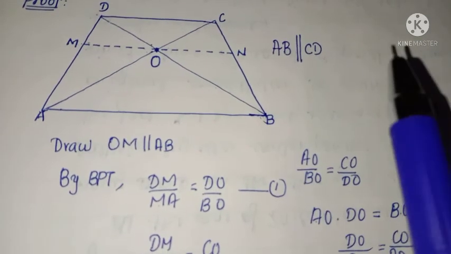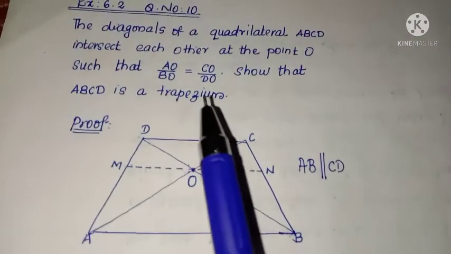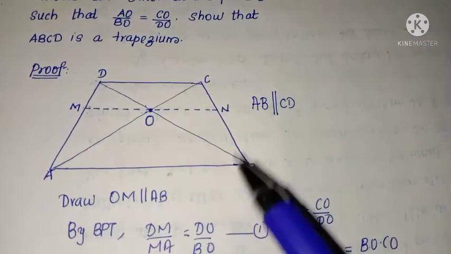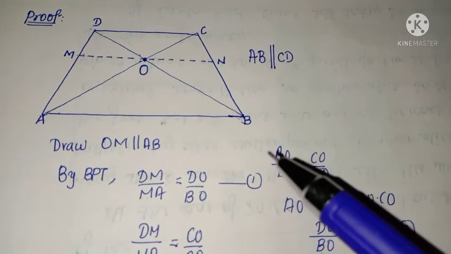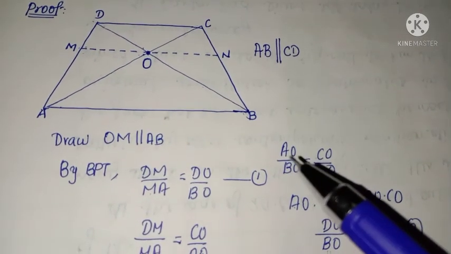Okay, students. So, this is our exercise 6.2. So, write and study all the question answers, then Thales theorem and its converse, and also examples.